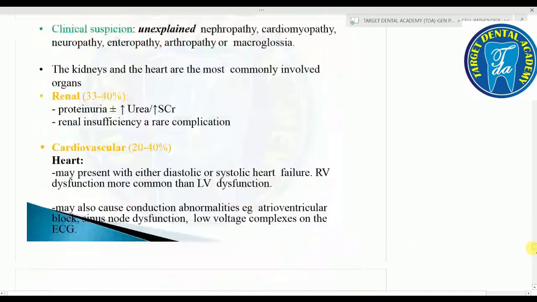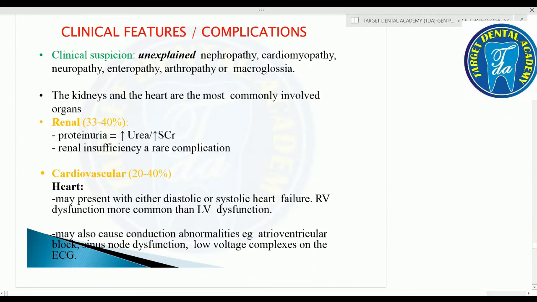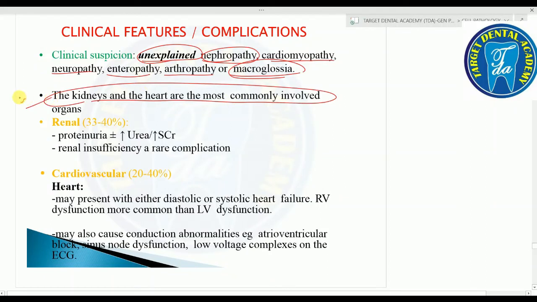Right. So after this, let's discuss the clinical features and the complications. In this, the clinical suspicion is unexplained nephropathy, cardiomyopathy, neuropathy, enteropathy, arthropathy, and macroglossia. The kidney and the heart are the most commonly important. The two organs which are most commonly involved are the kidneys and heart.